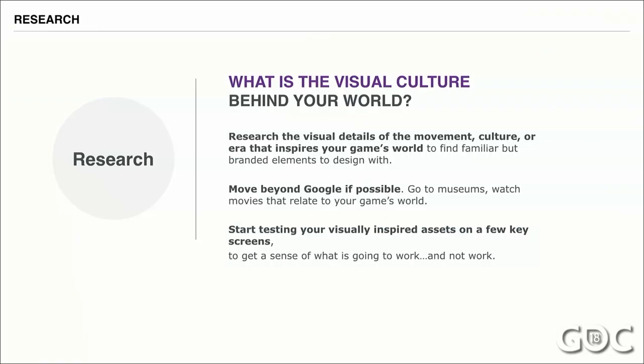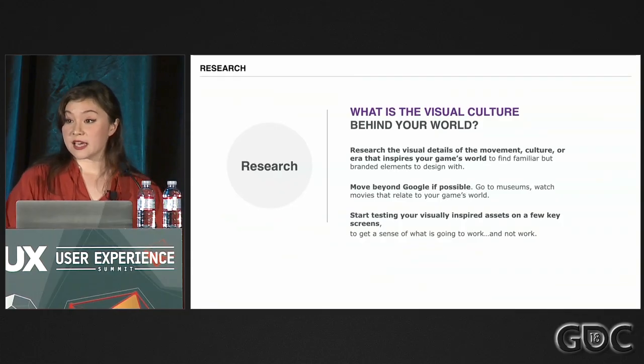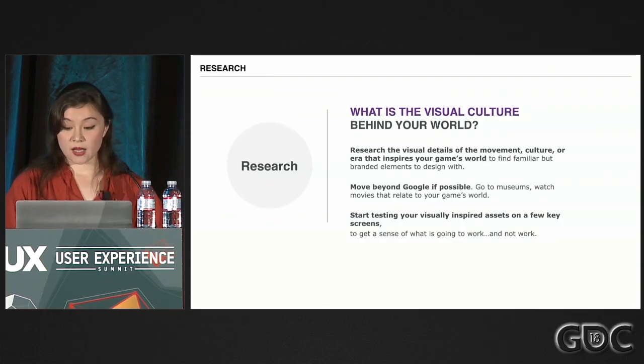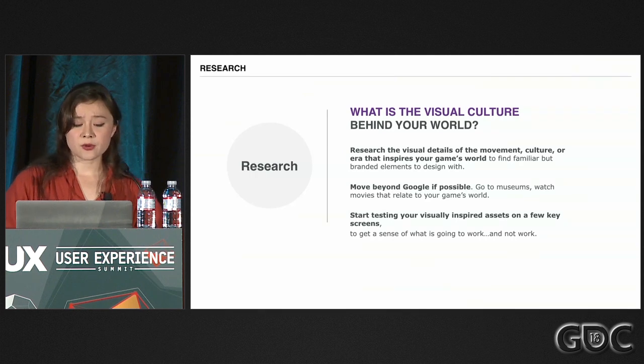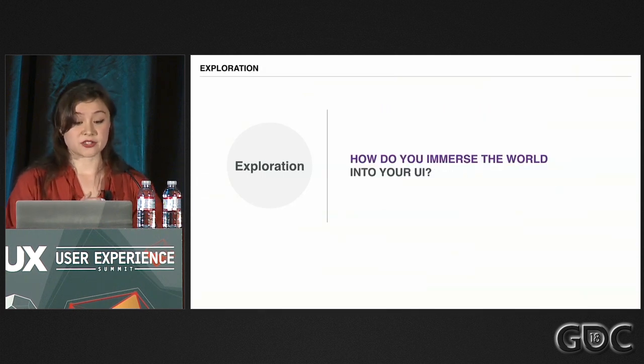So to recap, within research that acts as your foundation for your UI immersion, I would recommend looking into reference visuals and their details that inspire your game's world. If you can do that beyond Google by, say, watching movies, museum visits that are similar to the world that has inspired your game, that makes for even better reference. And finally, once you have all this research, you can then start taking it to the exploration phase.